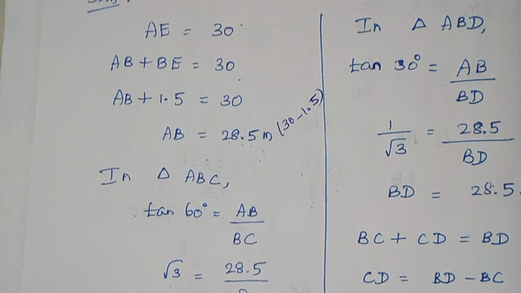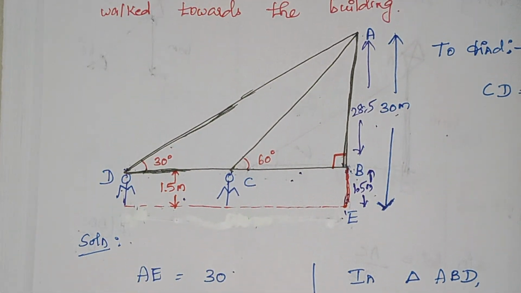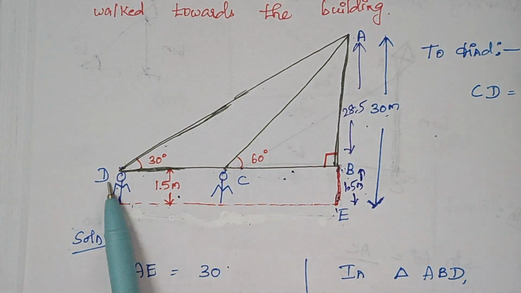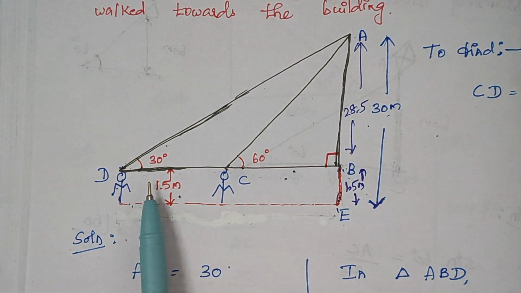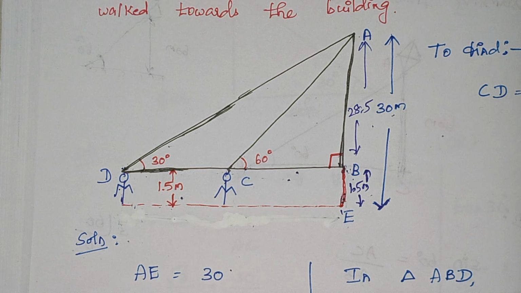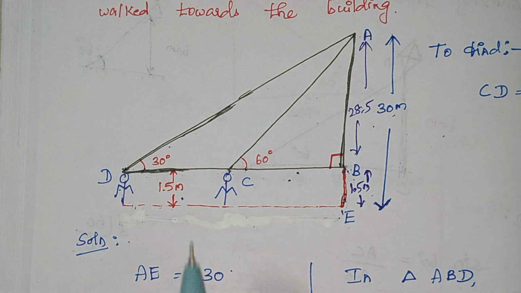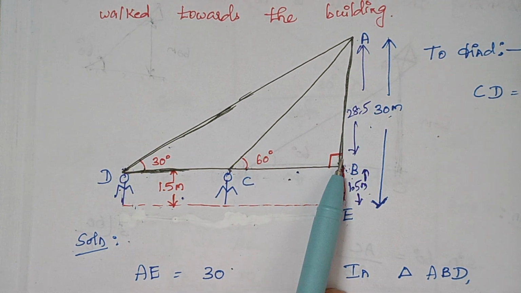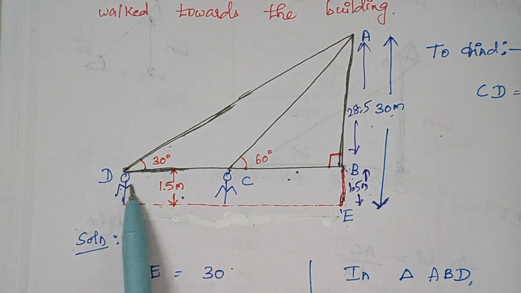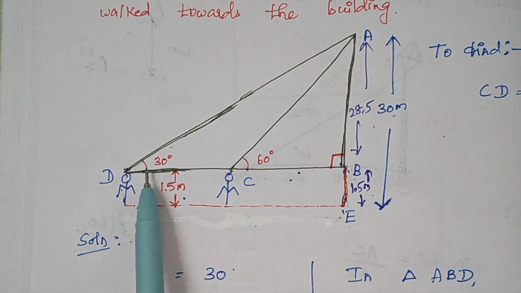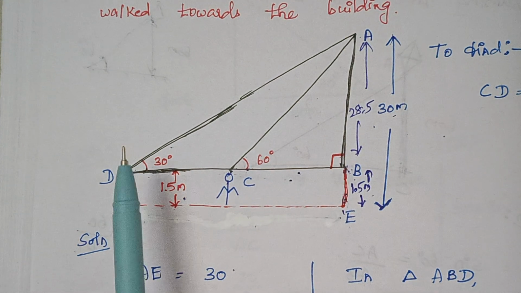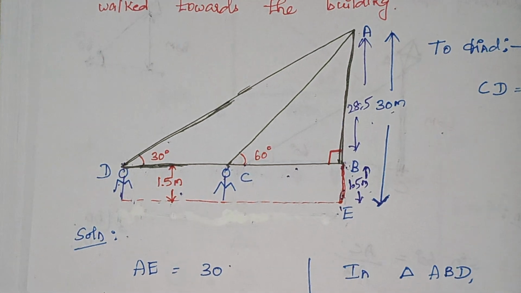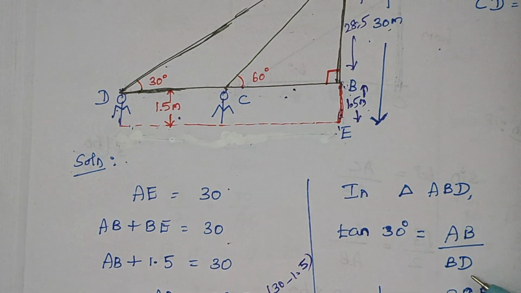Now the next thing is, we are going to consider the bigger triangle, that is triangle ABD, right? Again we are going to consider tan 30, because tan 30 deals with opposite by adjacent side. What we need is to calculate CD. So here also we are taking tan 30 degrees. So tan 30 is equal to AB by BD, right?